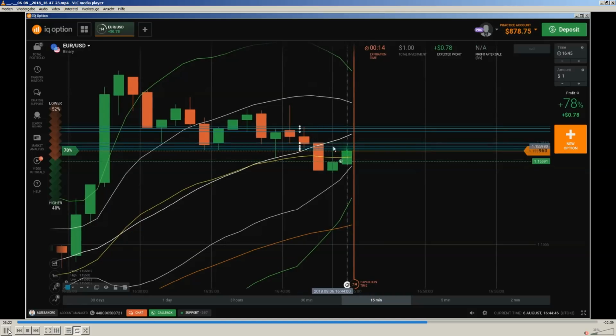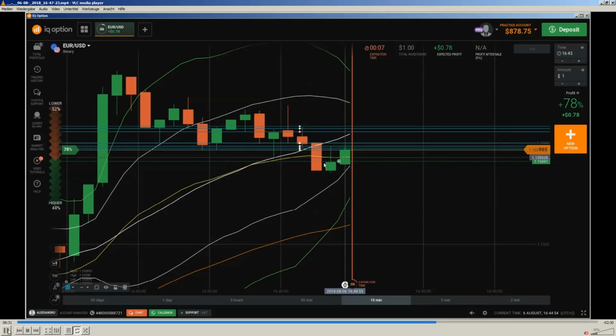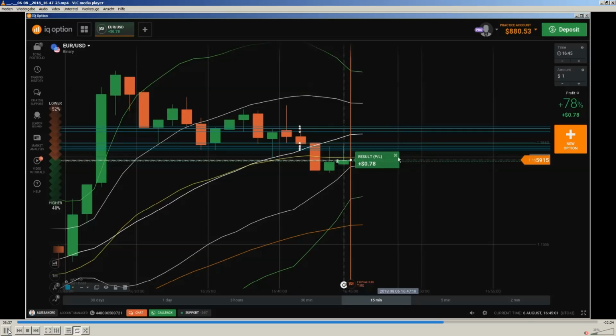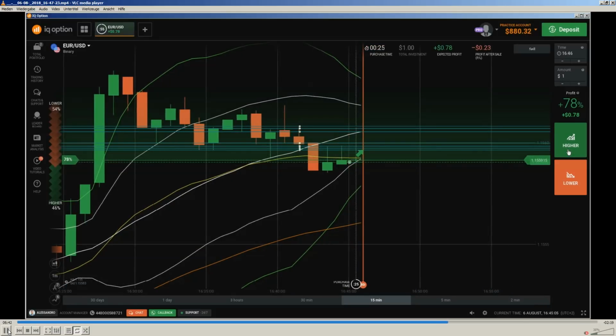That is a pullback. And you see, you could always also do a call, a put from this support and resistance level. Yes, that is also possible. And you see, it was a close one. It would maybe have been better, yes, to do this.